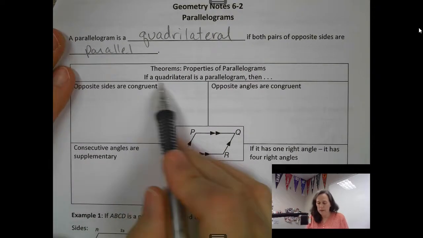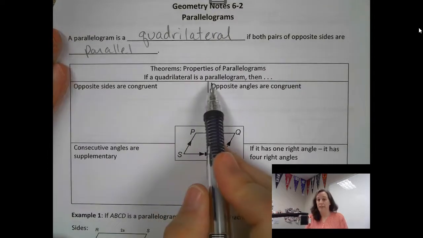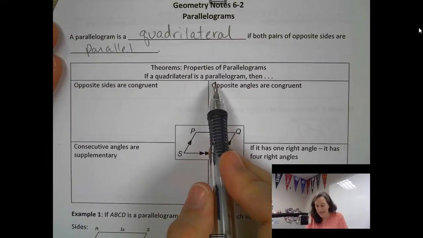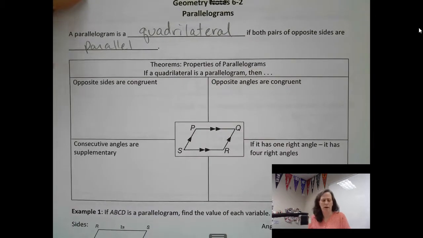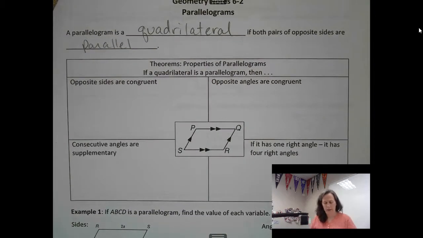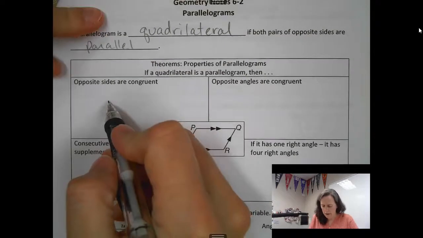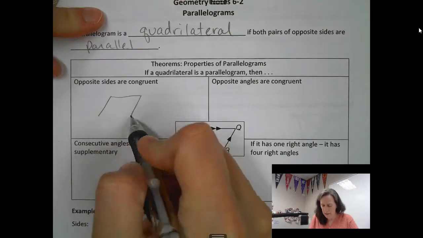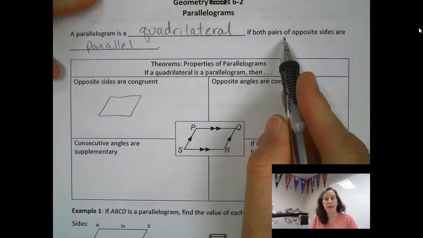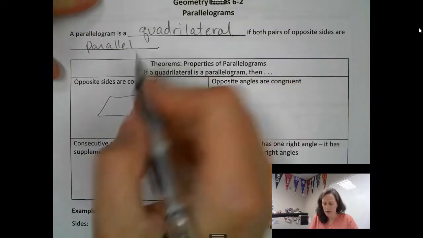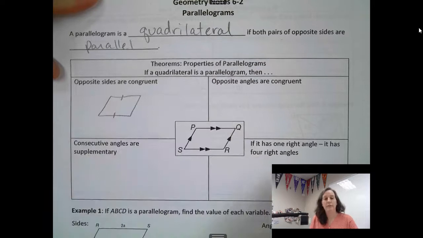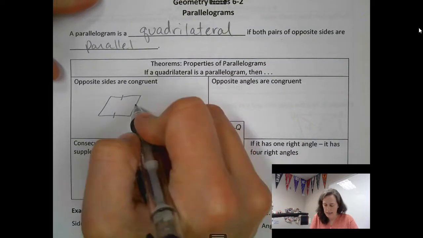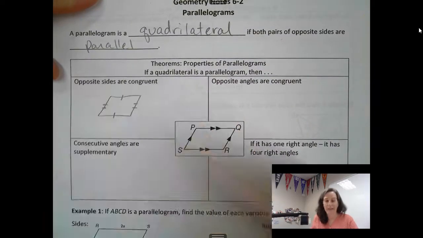It says if a quadrilateral is a parallelogram, then, so there's all kinds of quadrilaterals, but not all of them are parallelograms. This is the things you would look for. First of all, opposite sides. We already said opposite sides are parallel. That was in the definition. They're also congruent. So opposite sides are equal. Those sides are the same length, and these sides would be the same length.